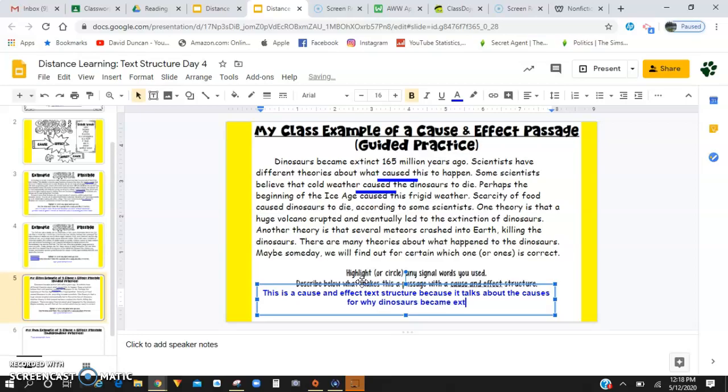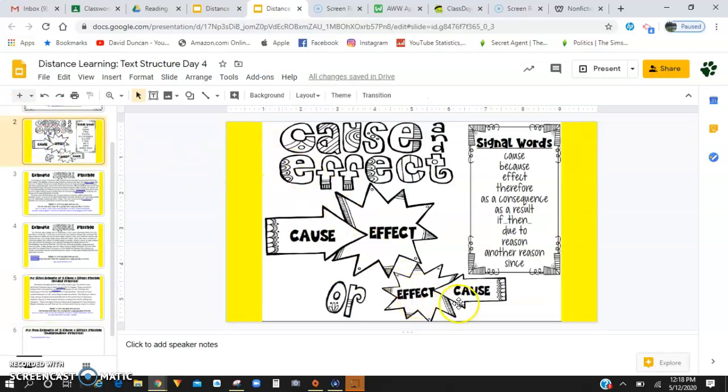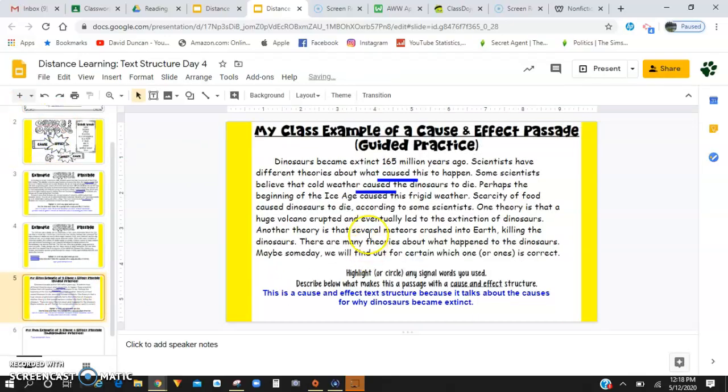Now, if you remember, at the beginning of this video, I told you that sometimes you have an effect and a cause. This is an example of an effect and a cause. The effect is dinosaurs became extinct. We are trying to figure out what caused that to happen. Okay, so this is an example of an effect and a cause versus a cause and effect.